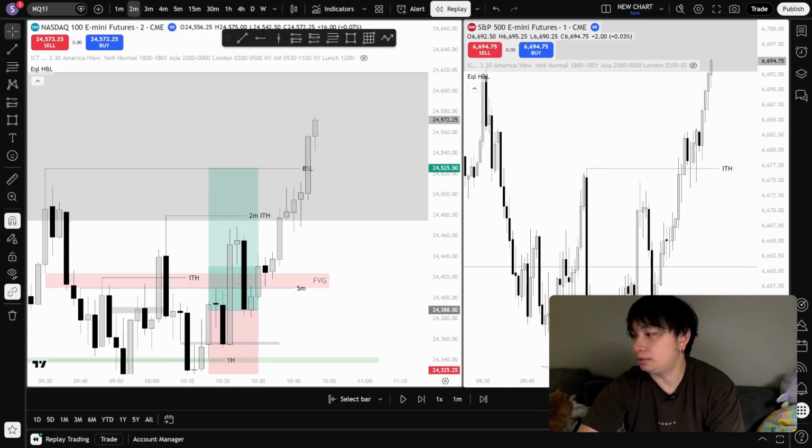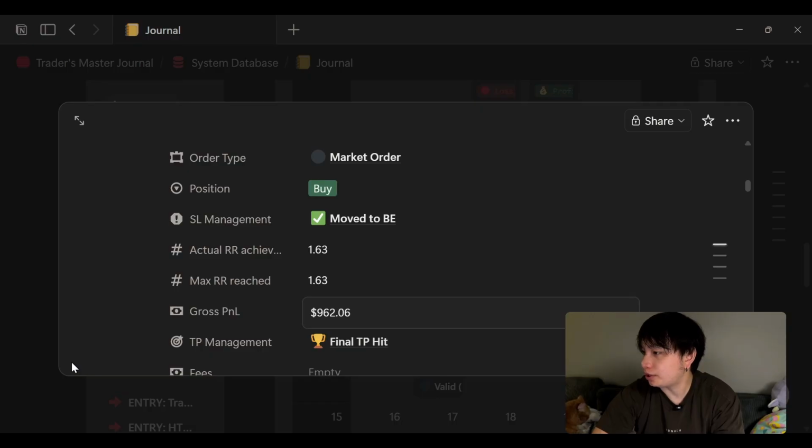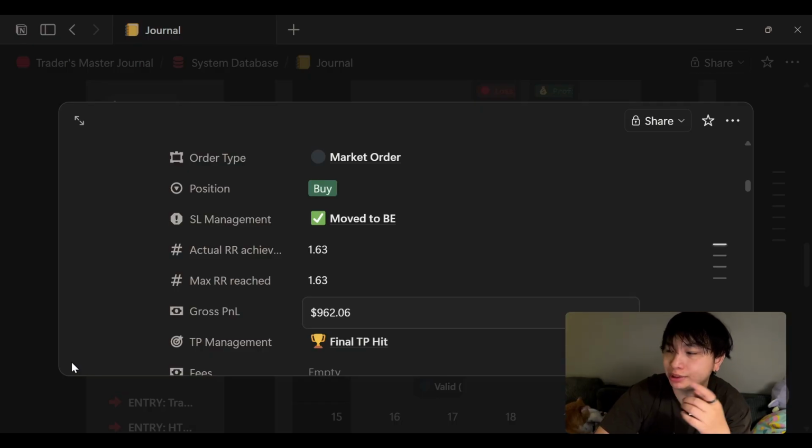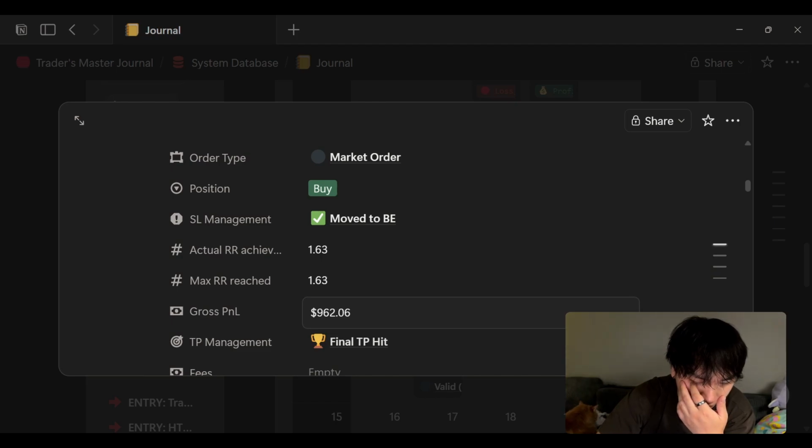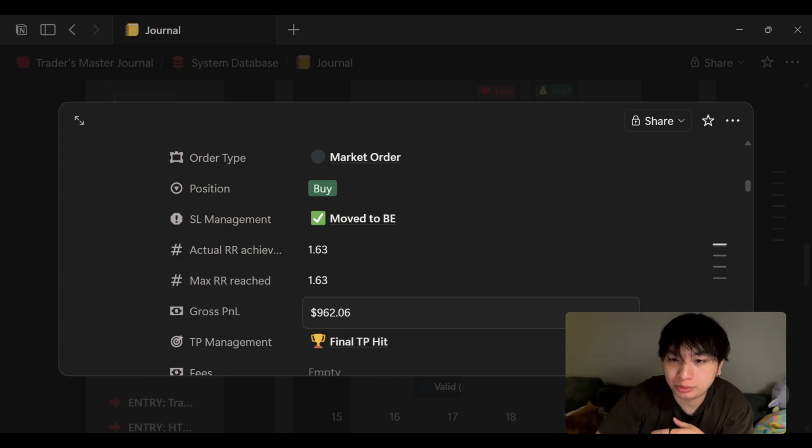Perfect. And then let me just show you my PNL right here. So we ended up having a 1.63. So on MNQ it's a little bit lower, or whatever it is. We ended up banking $962 on the thing. Great. But without further ado, we'll move on to Tuesday.